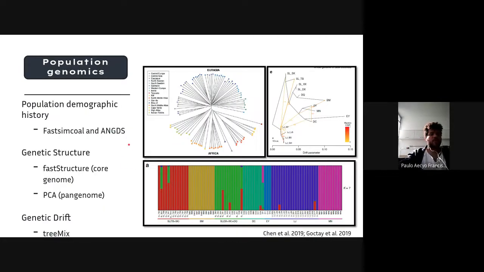Besides that, we are going to perform population genomics using these resequenced individuals, and we intend to perform some population demographic analysis to study the demographic history of those populations. We are also going to study the genetic structure of those individuals by using the core genome, performing fastSTRUCTURE to observe how those populations are structured, but also performing a PCA using the pangenome, especially the PAVs, to observe how those PAVs are structured among those populations, if there is any structure. And we are also going to observe the force of genetic drift and the role of gene flow in this process.